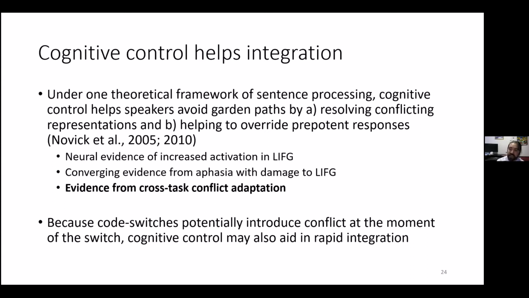There's some converging evidence here, neural evidence of increased activation in LIFG, left inferior frontal gyrus, which is presumably one of the neural areas implicated in this cognitive control network. Converging evidence from patients with aphasia with damage to LIFG. And what I'm going to focus on, evidence from cross-task conflict adaptation. Because code switches potentially introduce conflict at the moment of the switch, cognitive control may also aid in rapid integration. That's the hypothesis.